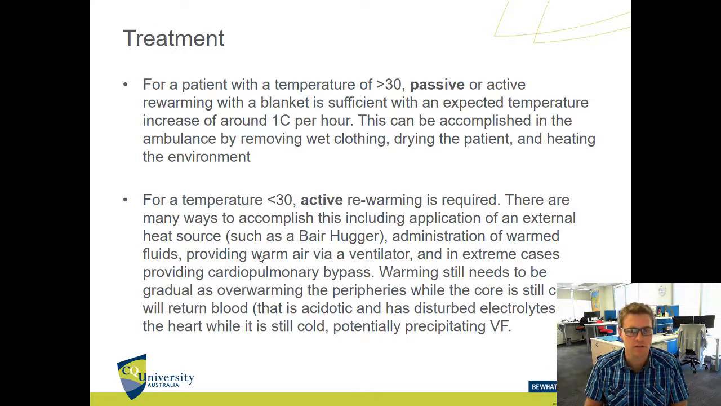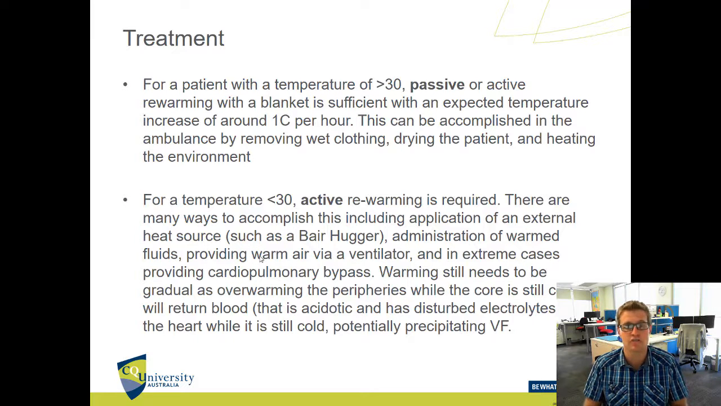Now, if they are under 30 degrees, passive rewarming is not going to cut it. They're going to have to be actively rewarmed. Under that temperature, they won't be able to warm themselves. They'll just continue to get colder and colder. So we want to apply an external heat source. As I've said, we have self-warming blankets.